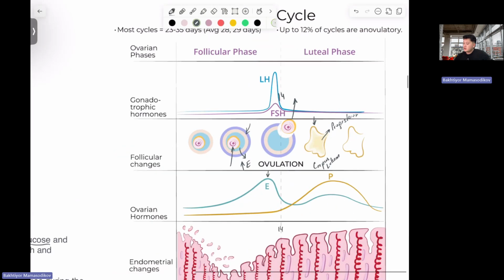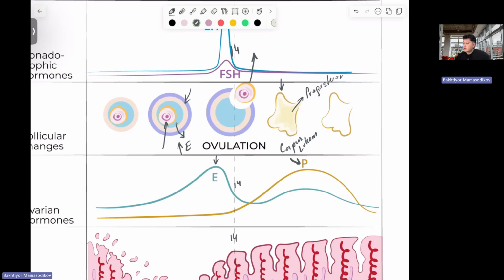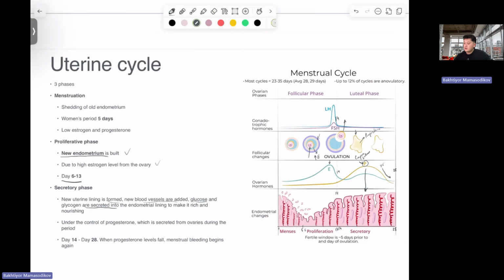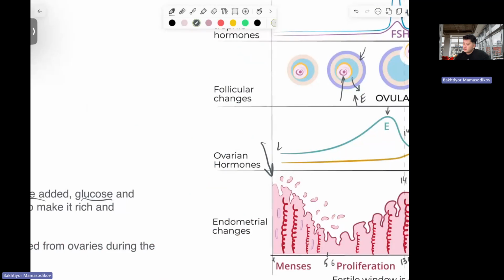Progesterone level is high starting from day 14 until day 28, and it starts to shrink after day 25. This is the progesterone, which makes the endometrial lining thicker from day 14 until day 28. When the progesterone levels fall, menstruation starts again. In this period, estrogen is low and progesterone is low as well. That's why the menses happen.